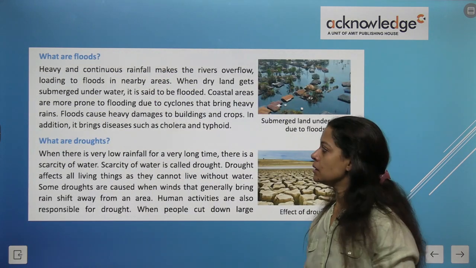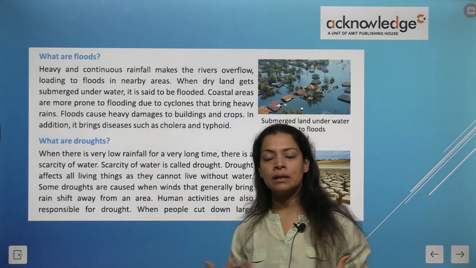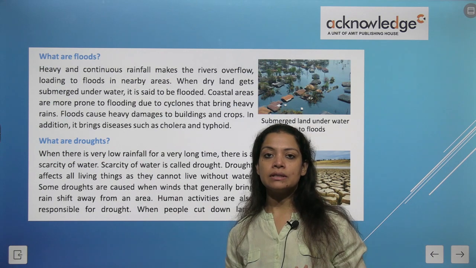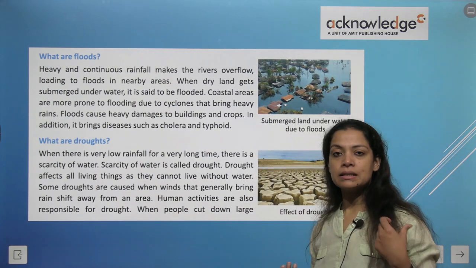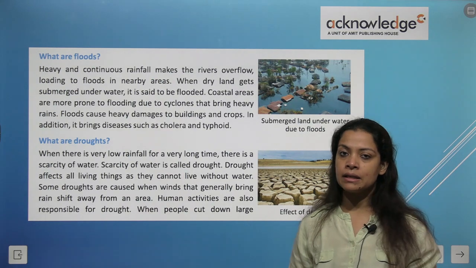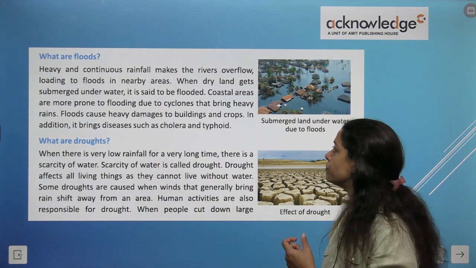What are floods? Heavy and continuous rainfall makes the river overflow. अगर there are seasons when there is non-stop continuous rainfall, during that time rivers and water bodies overflow and they cover the entire nearby areas underwater. When dry lands get submerged underwater, it is said to be flooded.